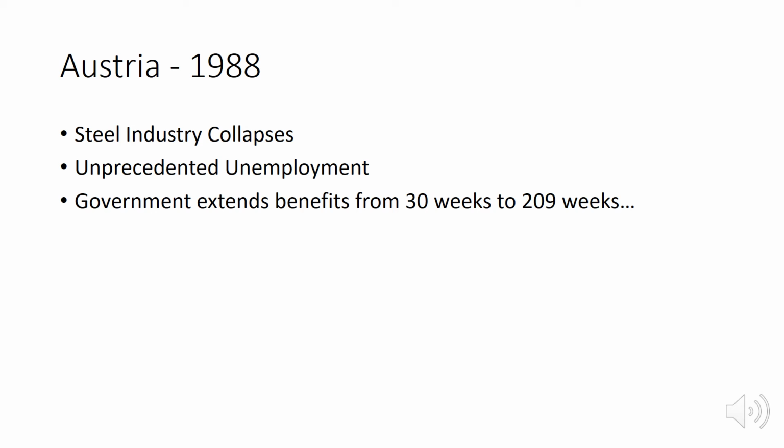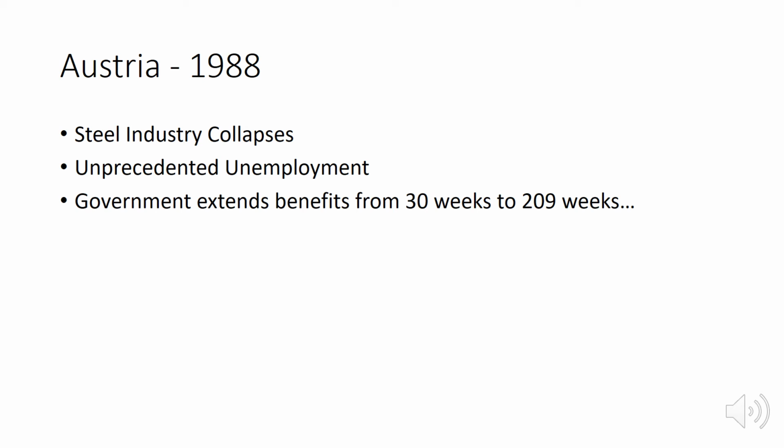Austria in the late 80s, big steel industry, it collapsed. They had unprecedented unemployment. And so in response to the collapse of this industry, because people were down on their luck, because we needed to prop up demand, because we wanted to prevent homelessness and any number of other things, the government extended unemployment benefits from 30 weeks previously to 209 weeks of unemployment assistance.